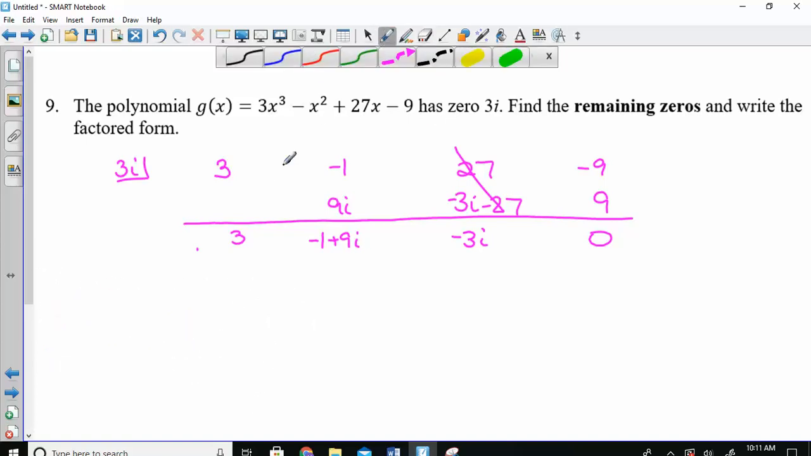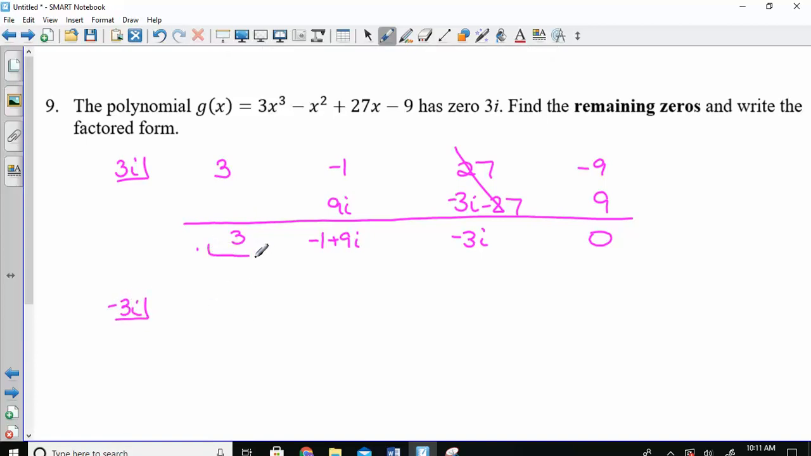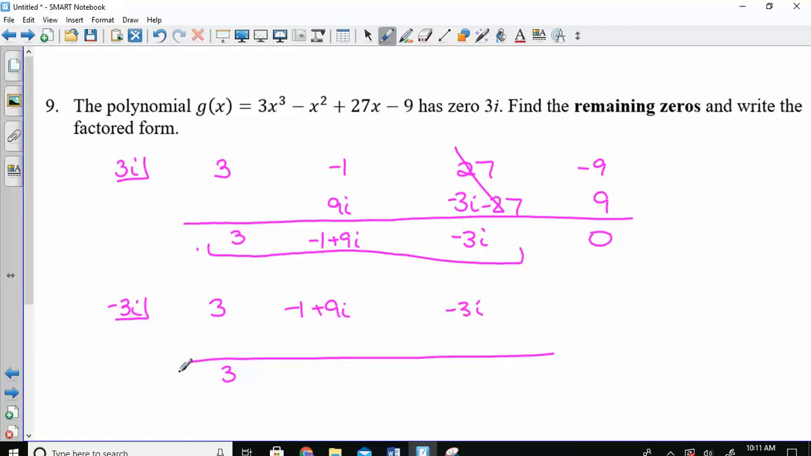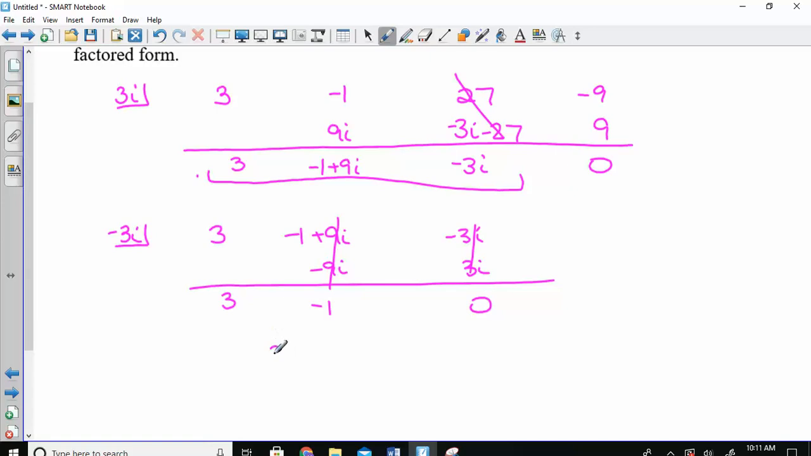Okay, this is pretty ugly, so how does that help me? Negative 3i. Yes, if you have an imaginary 0, the conjugate also works. So we're going to take our answer and the conjugate. So 3 comes down. 3 times -3i is -9i. Add and we get -1. -1 times -3i is +3i. That gets me 0. So that's my remainder, my constant, and my x. So this is 3x minus 1.